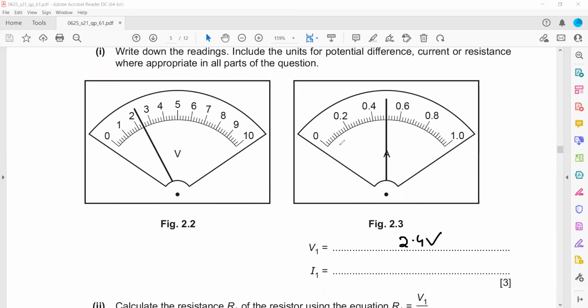Then what about the ammeter reading? You can see from 0 to 0.2 there are 10 lines. So each line is representing 0.02. So what is the reading on the ammeter?